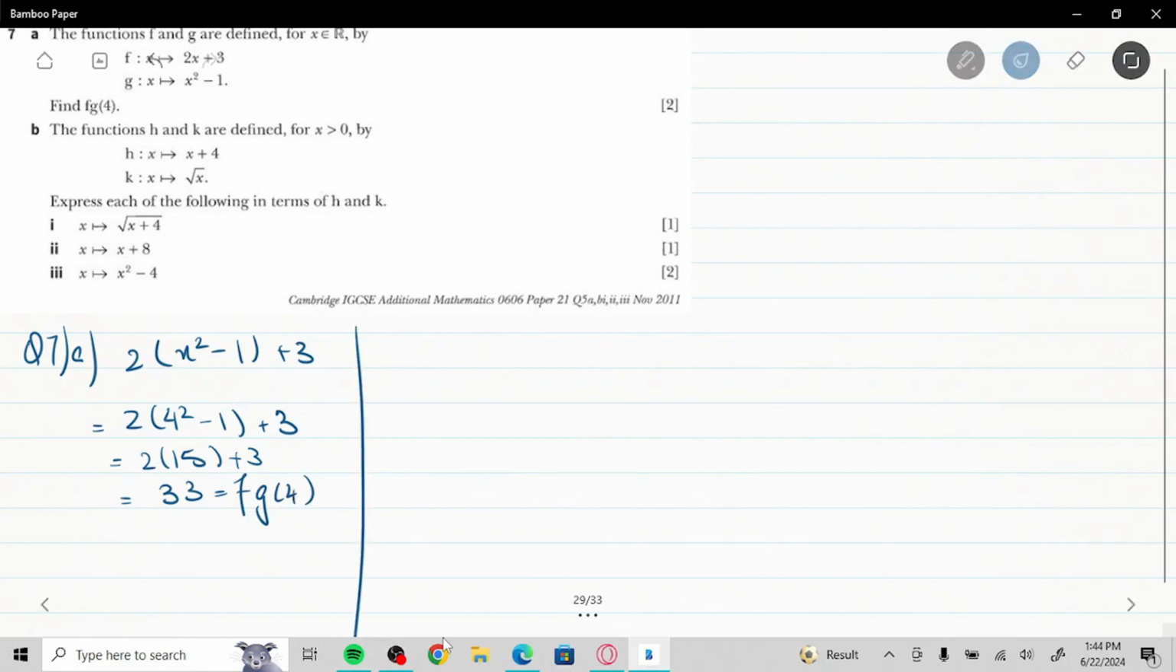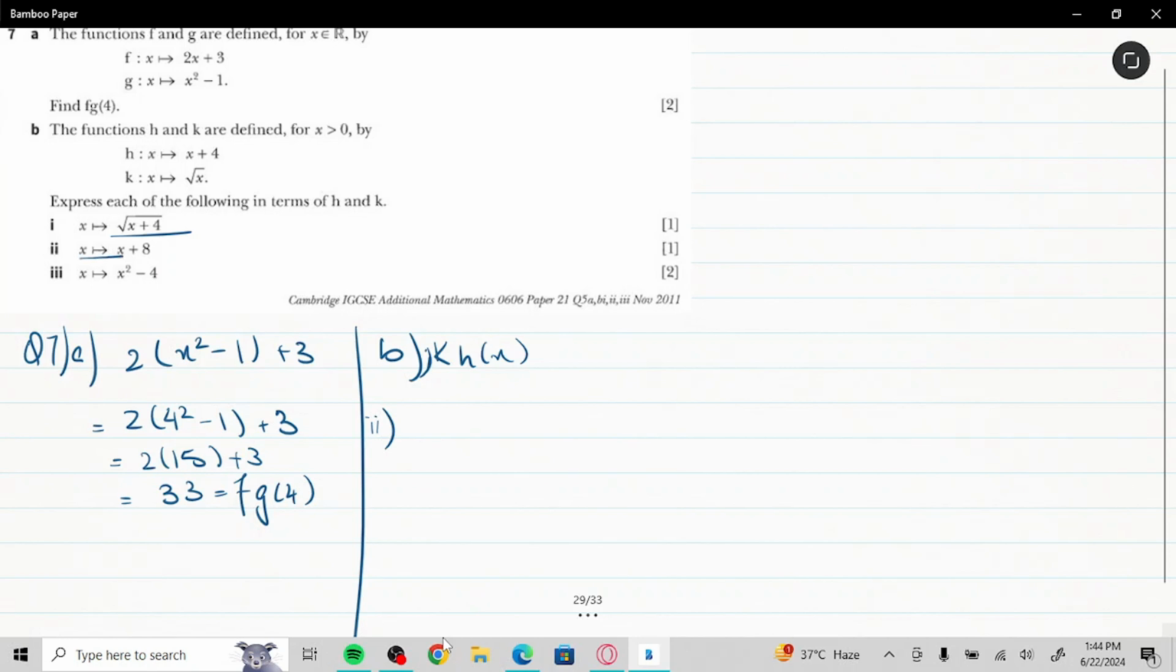For part B, we are going to say, what would be the expression for which square root of x plus 4 will come, in terms of h and k. So if you notice, if we input x plus 4 inside the value of k(x), we would get our answer. So we can easily say that if we input h into k, this expression will come up. So our answer would be kh(x). I have detailed lectures about these types of questions in my previous exercises.